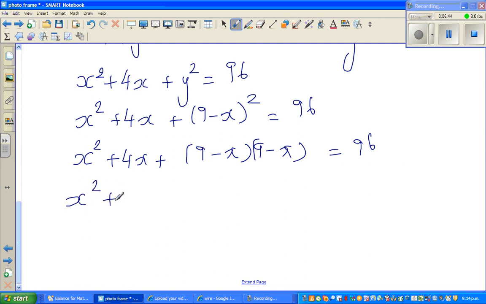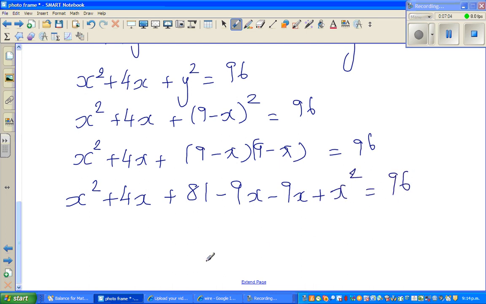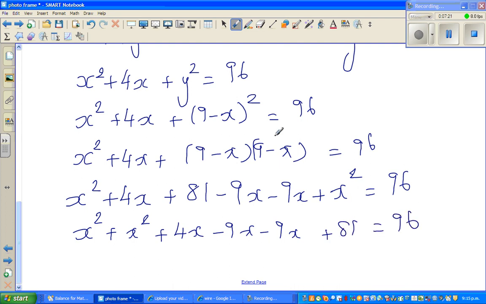This is x squared plus 4x. So foiling this out, 9 times 9 is 81. 9 times minus x is minus 9x. Minus x times 9 is again minus 9x. And minus x times minus x is plus x squared. You're almost there. Is equal to 96. So you got an x squared. So let me group it. So it's x squared plus 4x minus 9x minus 9x plus 81. I'm doing it in more steps so that you don't make mistakes. And even if you make mistakes, you can always go back and check.